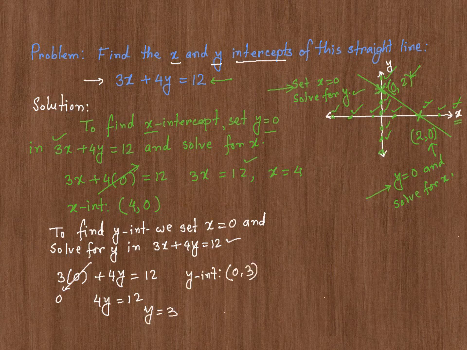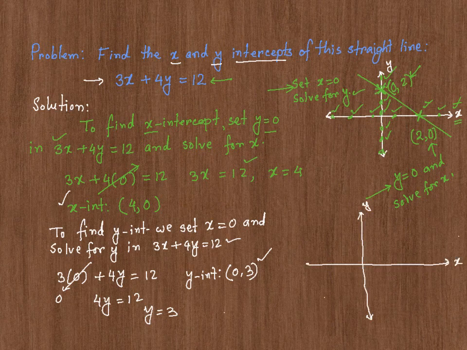Now please note that to graph a straight line, all we need is two distinct points on the straight line, and the two easiest distinct points for the most part on a straight line are the x-intercept and the y-intercept. Now we can label those 2 points on the rectangular coordinate system and then connect those 2 points to get the straight line. Now we are going to do that right here.